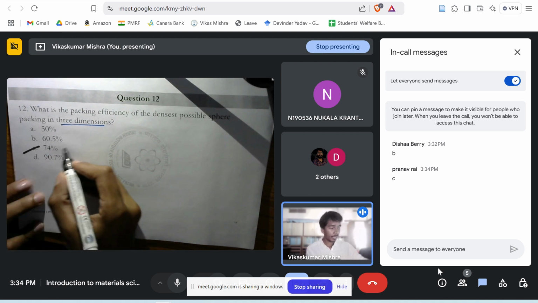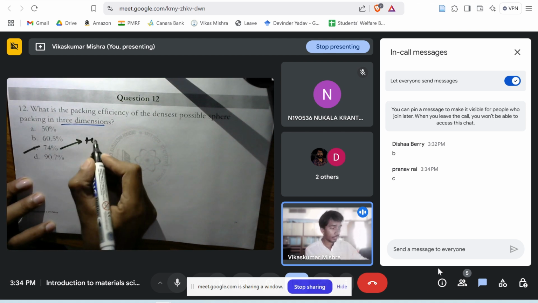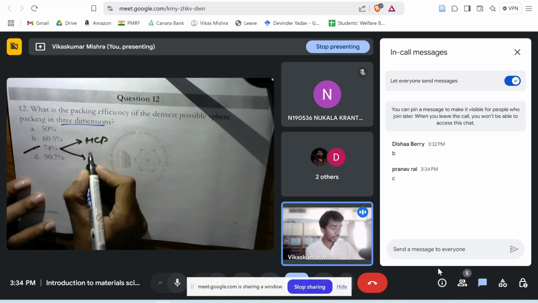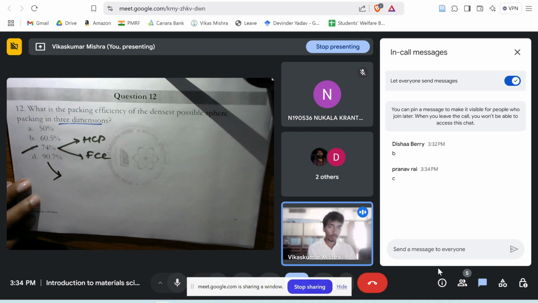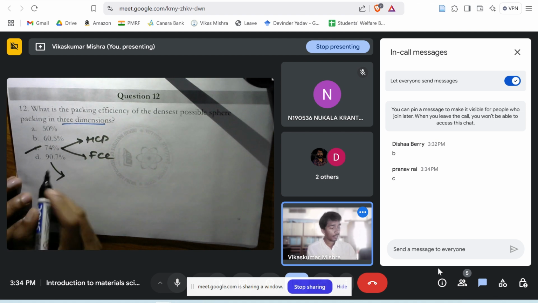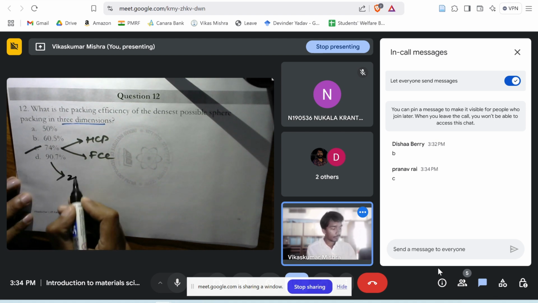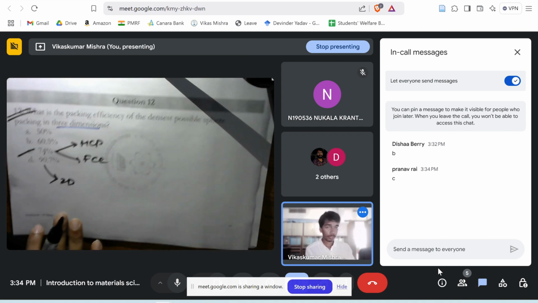And 74% we can get in both the cases of hexagonal close pack and also FCC. And for the BCC, we know that it's 68%. 97% we cannot get in any 3 dimension. Only in 2 dimensions we can get that, that is the hexagonal packing. So this is the 2D, while in 3D we can only get 74%. That's how we have solved this question.